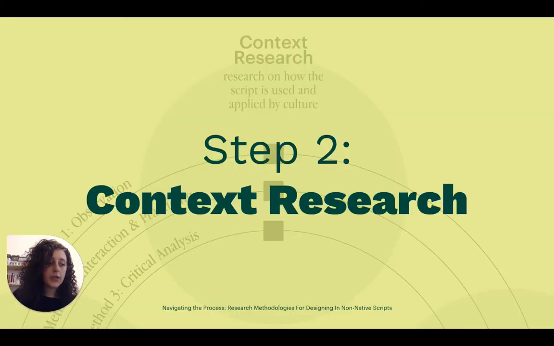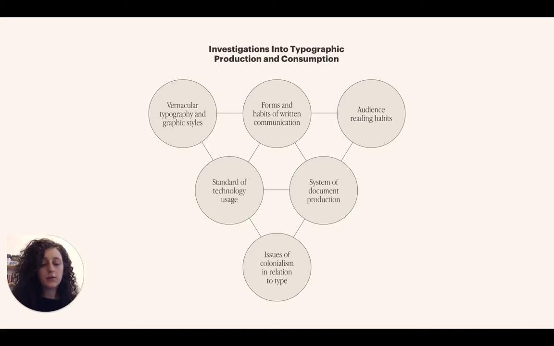Next is context research. What are some points that need to be studied in relation to that culture and in relation to that culture's cycle of production and consumption, remembering the sociological discussion that was shared at the beginning of this presentation. This diagram outlines the areas of the cultural context that a designer should consider when researching typography.